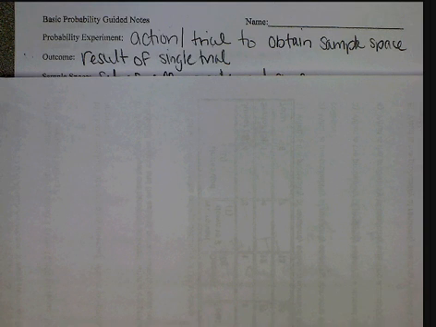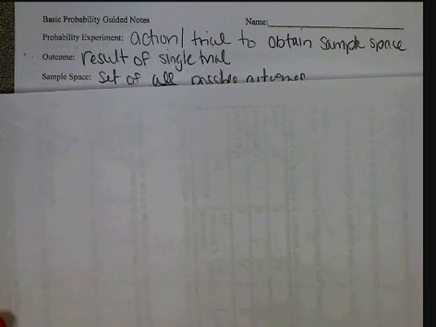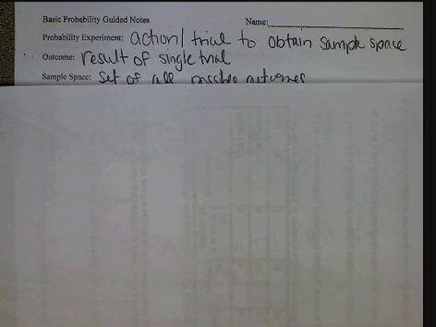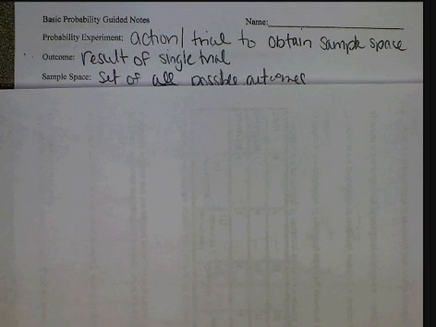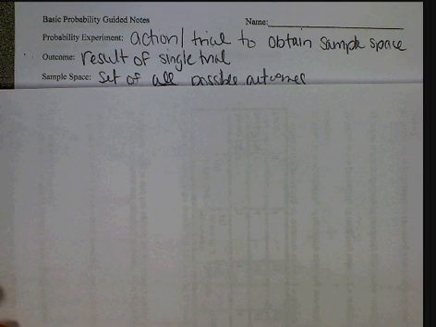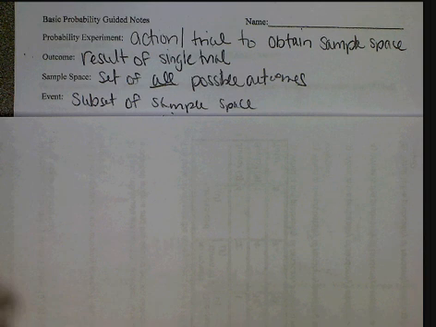Outcome is the result of a single trial. So when we flip that coin, we would record our outcome, which would either be heads or tails. But it's the result of that experiment. Sample space is the set of all possible outcomes, and of course if we are flipping a coin, that would be heads or tails. An event is a subset of a sample space, and we'll talk more about that in a few moments.